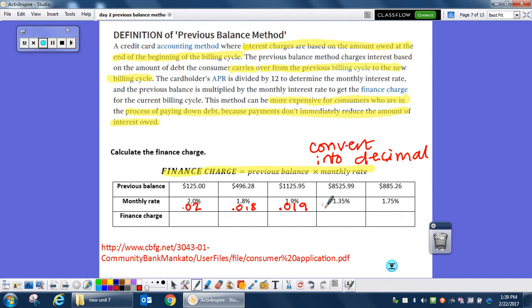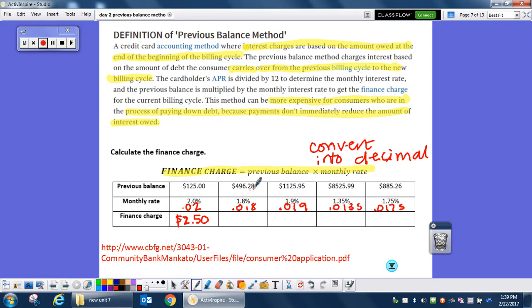0.019, 0.0135, and 0.0175. Okay? So all you're going to do is take your previous balance and multiply it by 0.02. So 125 times 0.02 would be a finance charge of $2.50.